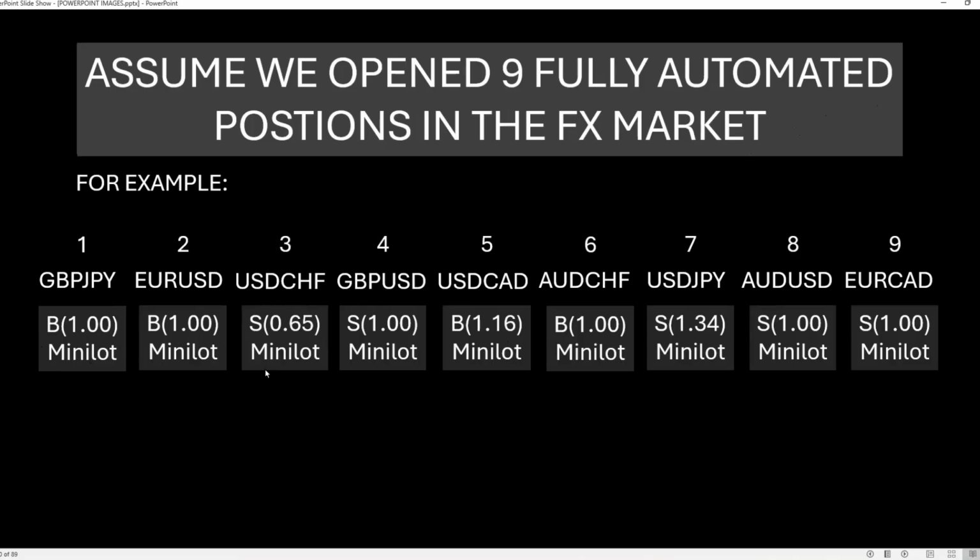And let's work in mini lots, just to keep things simple. Let's assume for the pound yen, for example, we enter a long position with 1 mini lot. And say for the dollar franc, we enter a short position, or we sell to open a new position. We sold 0.65 mini lots, for example, and so on. And you open all 9 positions in the forex market using full automation. And now these are all open positions. Assume they are all open positions in the market as we speak. Everything else being equal.